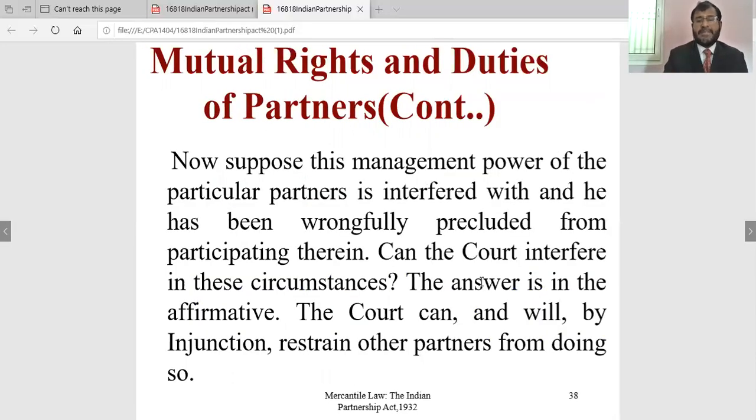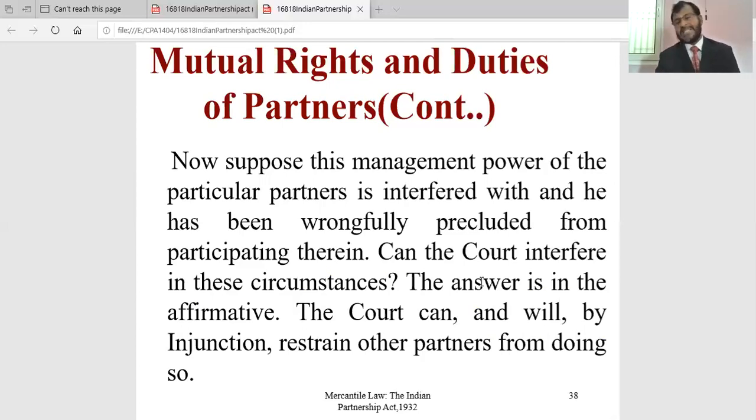Now suppose the management power of a particular partner is interfered with, and he has been wrongfully precluded from participating there. Can the court interfere in these circumstances? Here is a question. The answer is in the affirmative. Court can and will, by injunction. These are the remedies available.